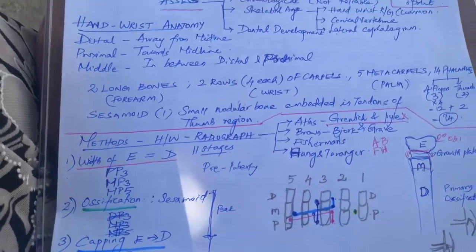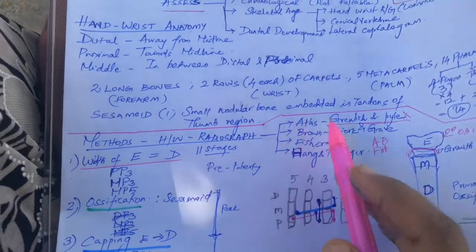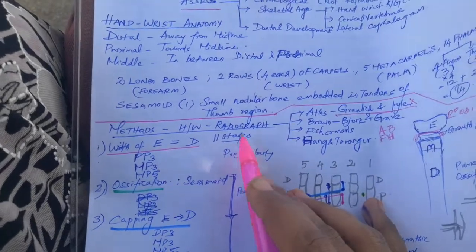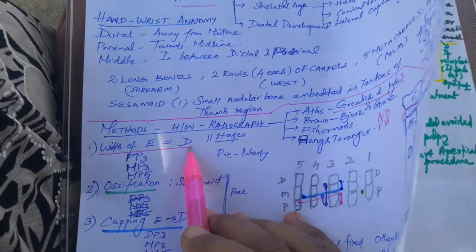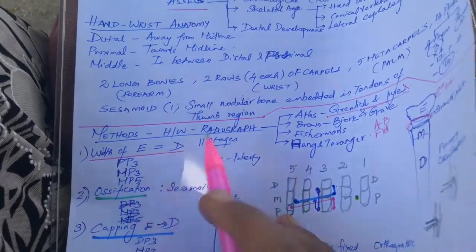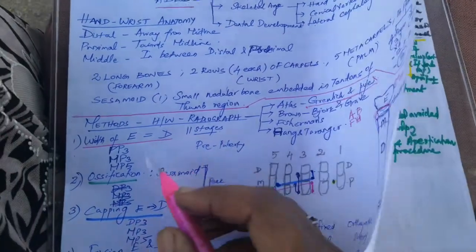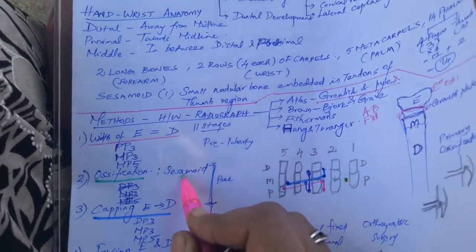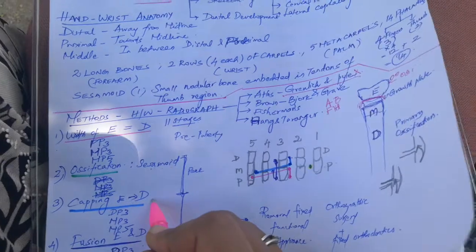So there will be totally 11 stages in the Atlas method. The first 3 will be where the width of the epiphysis will be equal to the diaphysis, and there will be an appearance of the sesamoid bone. Remember that. And the third part will be capping of the epiphysis and diaphysis.